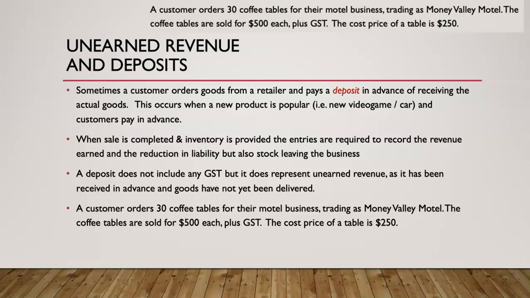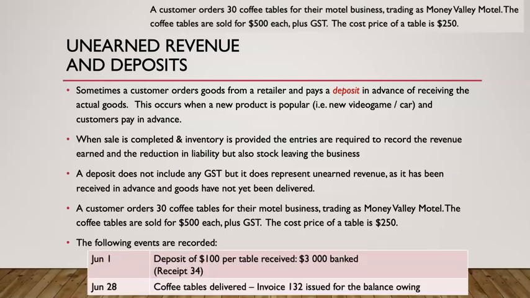So in this case, the example that we just talked about, we are now going to look at the process of recording a deposit and the sale, because the following two events have been recorded. On June 1, the business, Money Valley Motel, paid a deposit of $100 per table. So $3,000 was banked, and we know it was banked because we've got a receipt.